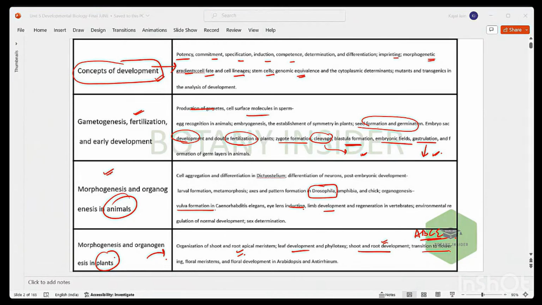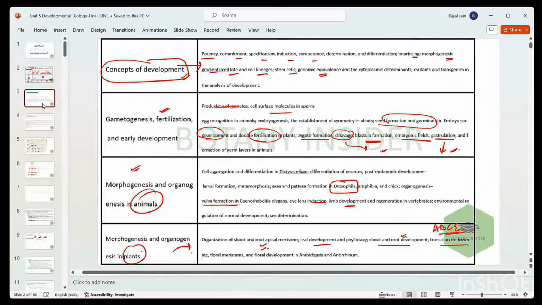Yes, the slide is visible. Make sure if the slide gets hindered a bit, you just refresh. Try rejoining the class, and you'll easily be able to see the slide again.